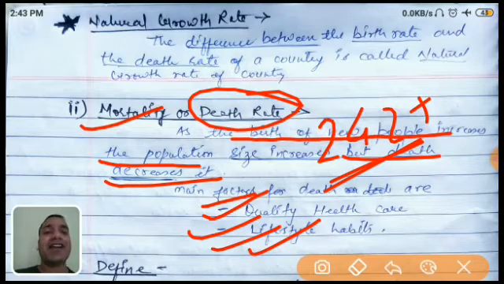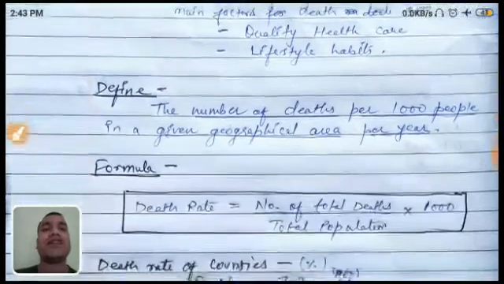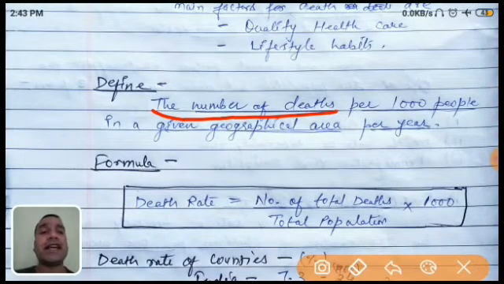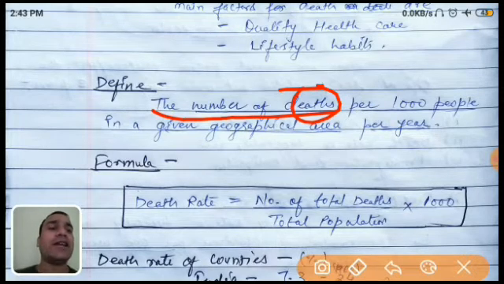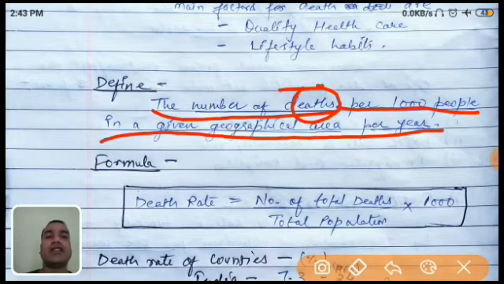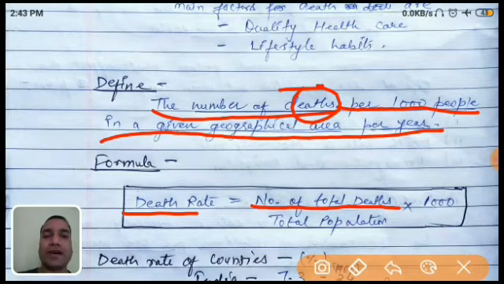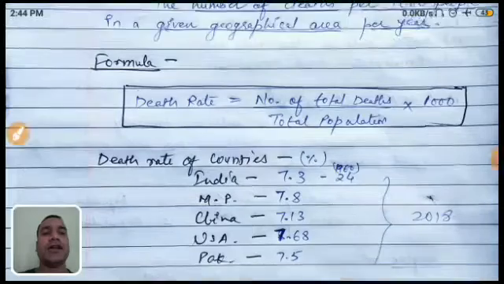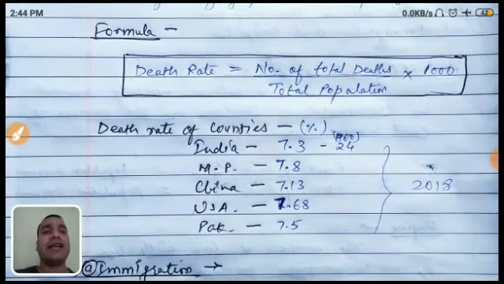Okay, sorry, decreasing death rate. Now see, what is the definition of it? The number of deaths per 1000 people in a geographical area per year is called its death rate. What is the formula of death rate? Death rate is equal to total number of deaths divided by total population, multiplied by 1000. So this is the formula of death rate.